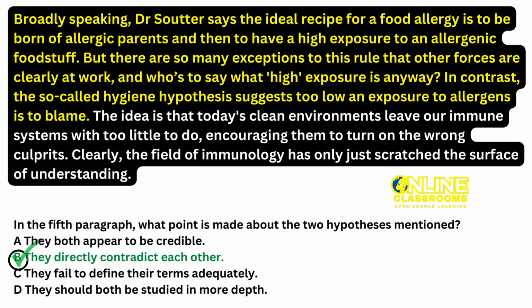According to the question, what point is made about the two hypotheses mentioned? Now, if you read the highlighted section, broadly speaking, Dr. Sauter says the ideal recipe for a food allergy is to be born of allergic parents and then to have a high exposure to an allergenic foodstuff. But there are so many exceptions to this rule that other forces are clearly at work, and who's to say what high exposure is anyway?